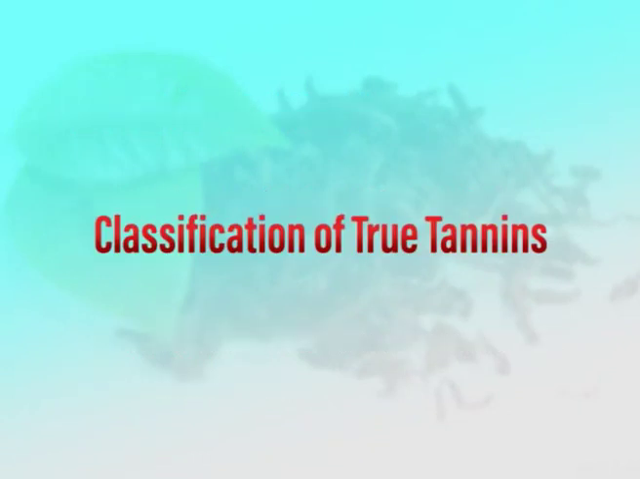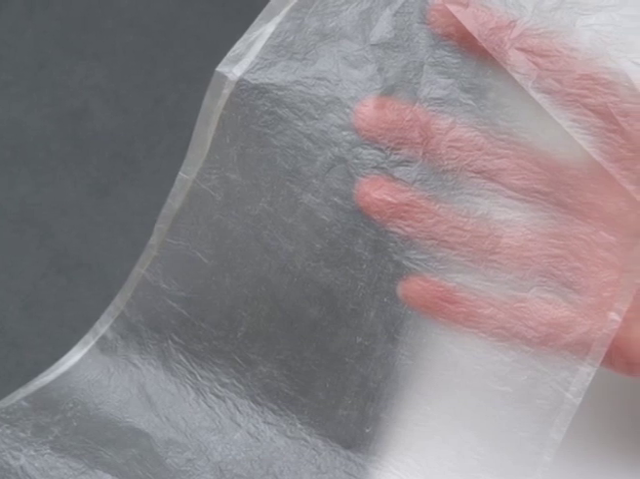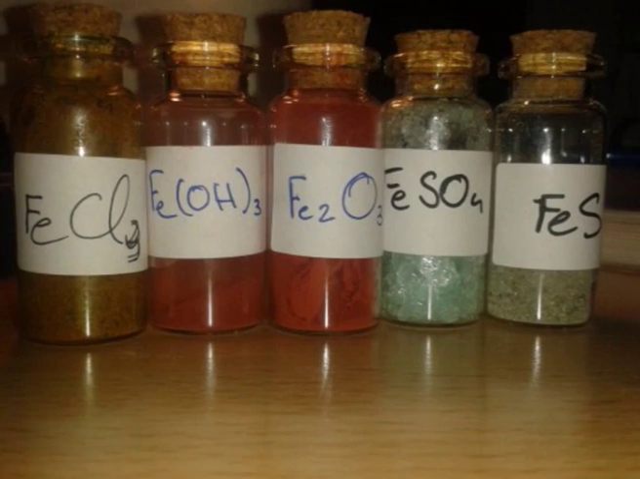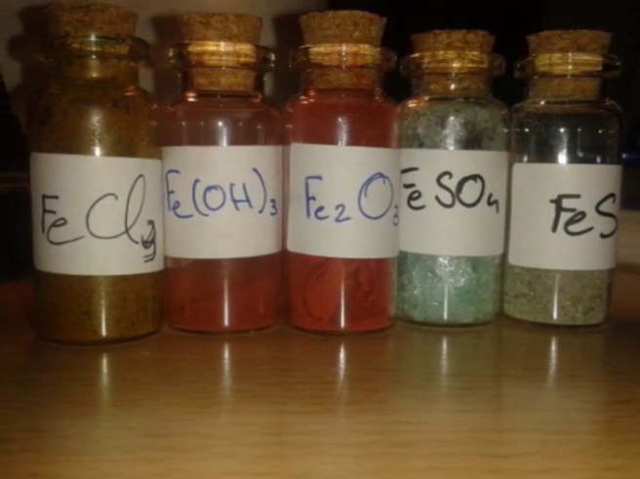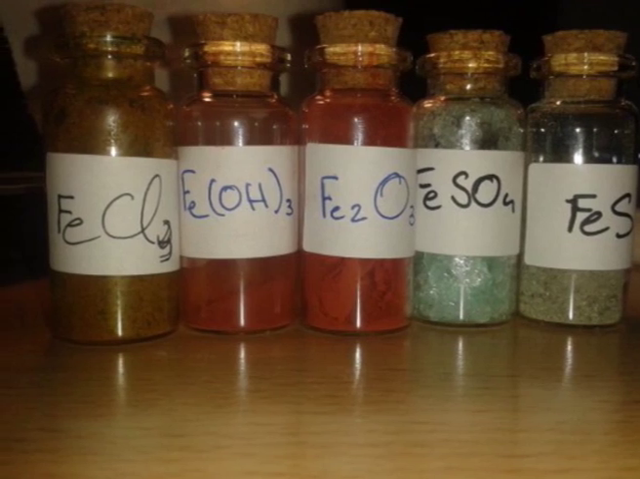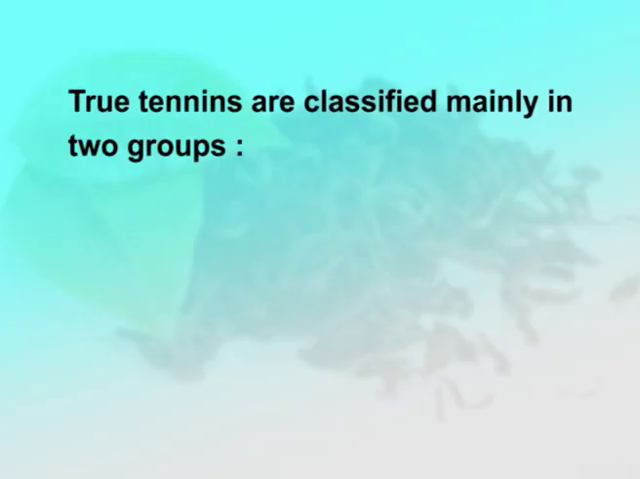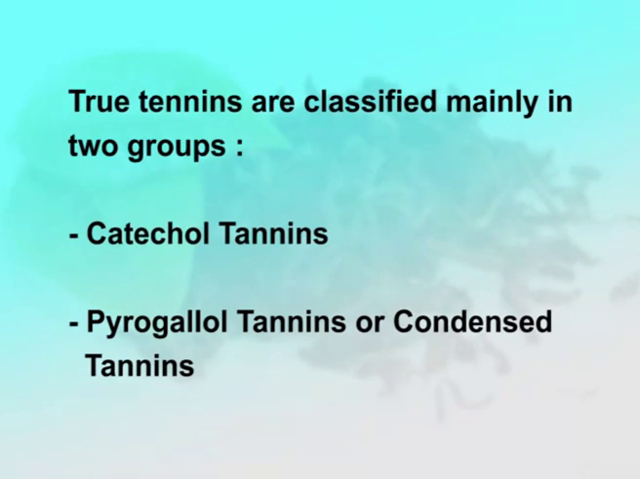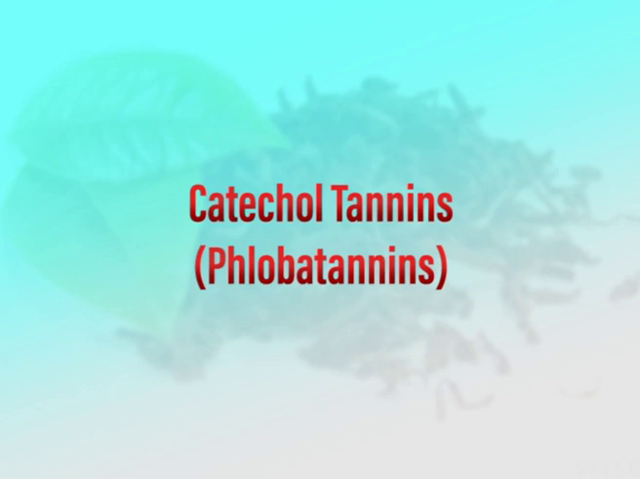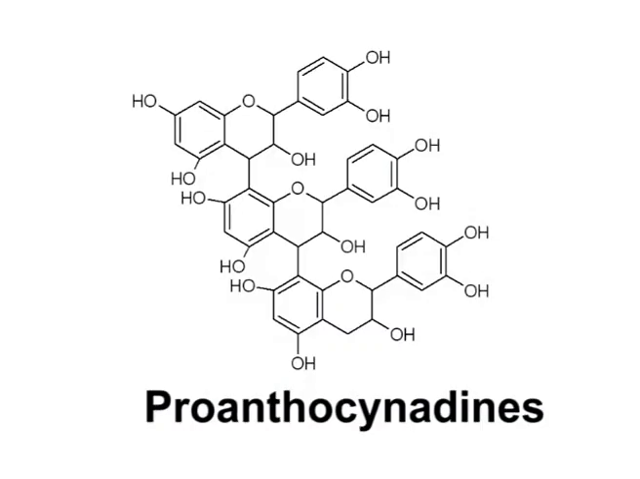Now coming to the classification of true tannins. Classification of the true tannins is based upon two aspects. One, they should follow the Gold-Beater's skin test, and second, the colors they produce with iron salts. This color is based on the number of phenolic groups and the nature of their attachment in the molecule. On this basis, these tannins are further classified mainly into two groups. One is catechol tannins and the other is pyrogallol tannins. Catechol tannins are also called condensed tannins or flavotannins. These tannins are also called proanthocyanidins.